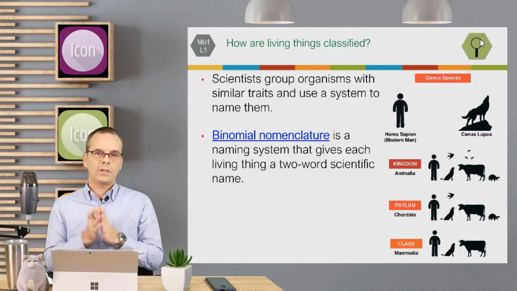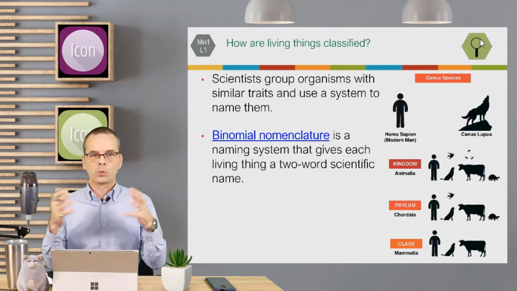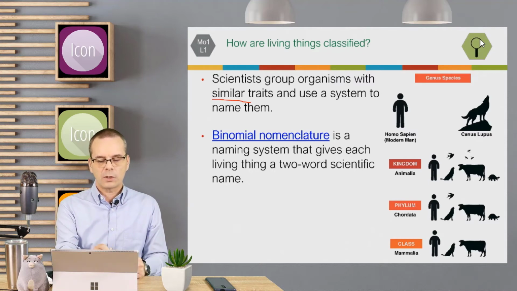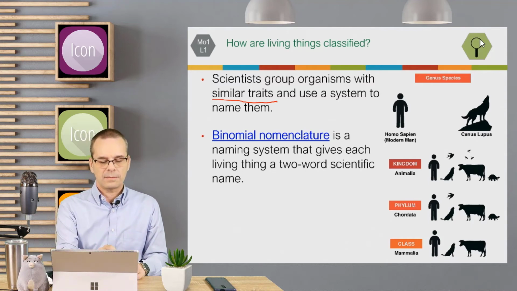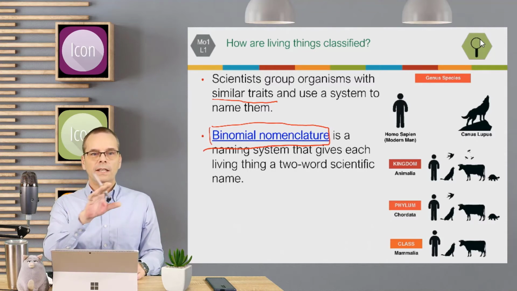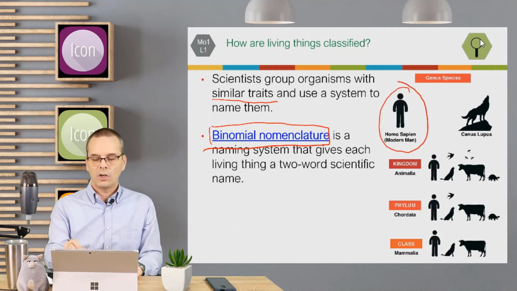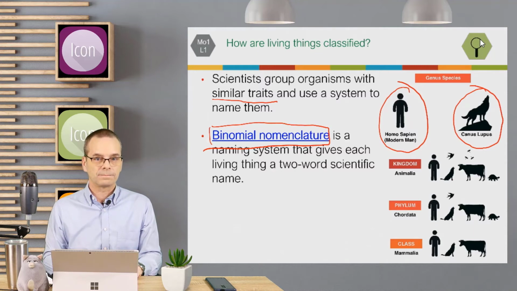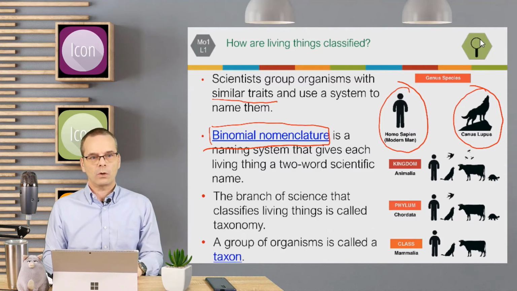So when we talk about all these organisms, because there's so many of them, scientists started to group them based on similar traits, and then they came up with a naming system. And that naming system is binomial nomenclature. It gives every living thing a two-word scientific name. For example, as I mentioned earlier, we are Homo sapiens. If you're talking about a wolf, it is Canis lupus. So they give names to all of this. And then they have a varying structure that they work with.